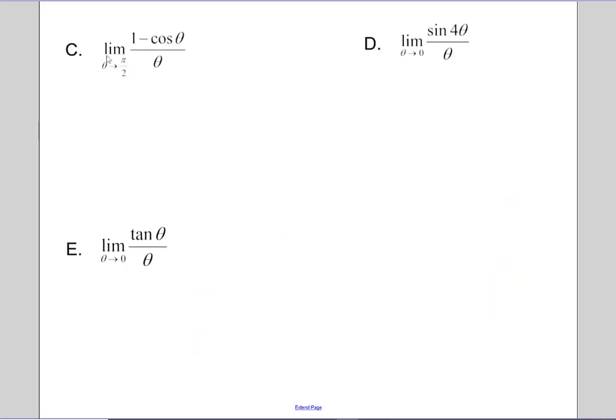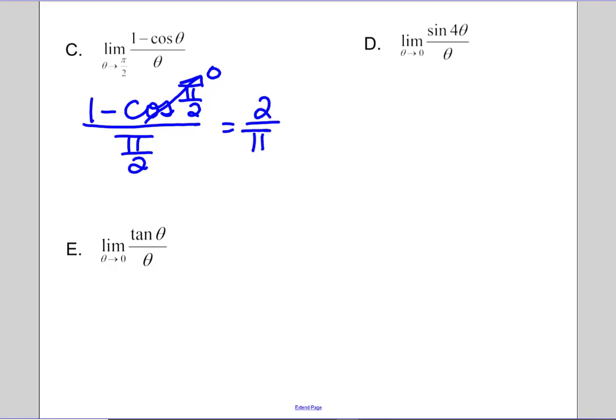In C, we have 1, I'm just going to substitute directly here, minus the cosine of pi over 2 divided by pi over 2. So the cosine of pi over 2 is 0, so 1 minus 0 divided by pi over 2 becomes 2 divided by pi.